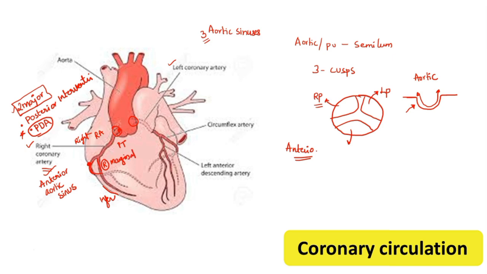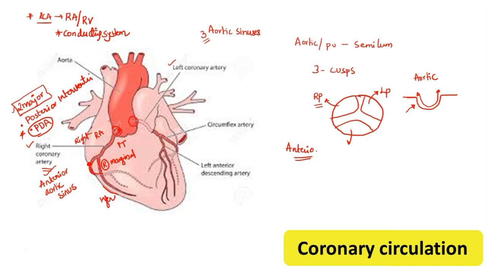Now, after understanding the origin, course and branches, let me quickly give you the area supplied by the right coronary artery. The area of supply is predominantly the right atrium and a major part of the right ventricle. The take home point is that it predominantly supplies the conducting system of the heart: the AV node, SA node, Purkinje fibers, bundle of His. The conducting system of the heart is actually supplied by the right coronary artery.